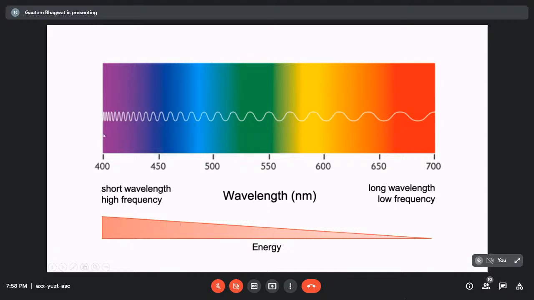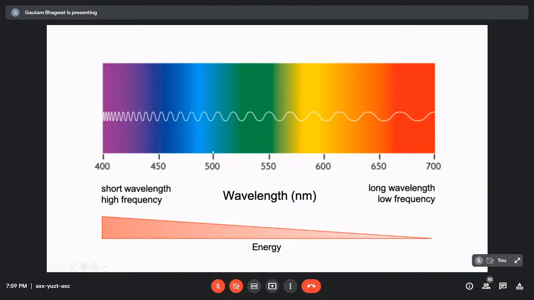So this is our rainbow: violet, indigo, blue, green, yellow, orange and red, the VIBGYOR. Beyond this is the ultraviolet area, beyond this is the infrared area, and as the wavelength goes on increasing, frequency goes on decreasing and so does the energy. So wavelength is inversely proportional to frequency and energy. Now I'll not talk of frequency anymore, I'll talk only about wavelength and the energy.